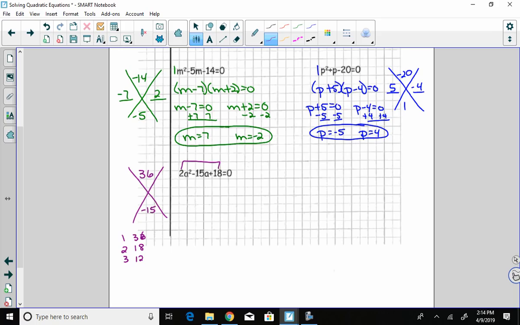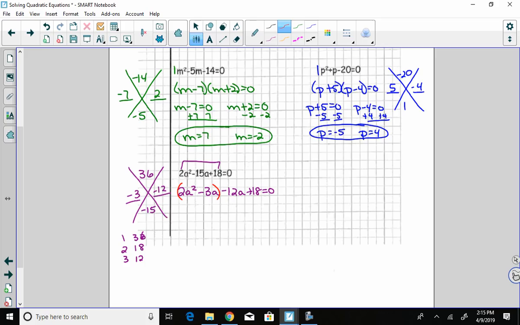Negative 3 and negative 12 make negative 15 and a positive 36, so it's negative 3 and negative 12. Because there is a 2 out front, we can't just go straight to the answer. We have to actually split the middle term. So we have 2a squared minus 3a minus 12a plus 18 equals 0. So we have an extra step.